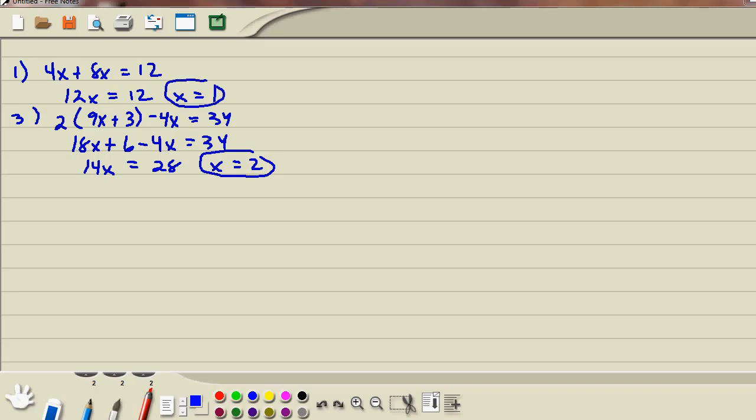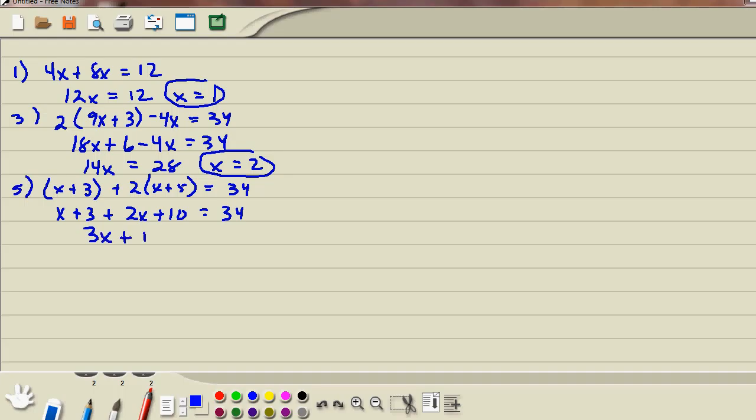Okay, number 5. (x plus 3) plus 2 times (x plus 5) equals 34. We need to drop the parentheses, so we're going to have x plus 3 plus 2x plus 10. Remember to distribute that all the way to everything inside the parentheses. x plus 2x is 3x, plus 13. 3 plus 10 is 13, equals 34. Subtract 13 from both sides, and I get 3x equals 21, or x equals 7.